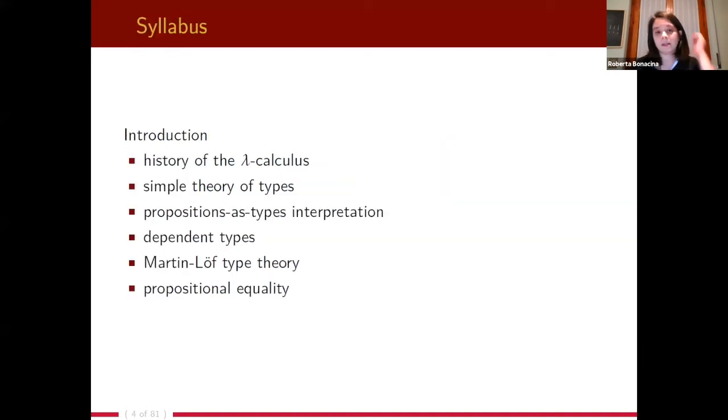So today's lecture, which is the introduction, will begin, as I said, with the history of the Lambda calculus. Then we will introduce in detail the simple theory of types and stress the propositions as types interpretation, which is the reason why we say that the system is intuitionistic. Then we will introduce the dependent types and so see what Martin-Löf type theory is. And at the end, we will study propositional equality, which is a very important feature of homotopy type theory, already present in Martin-Löf type theory.